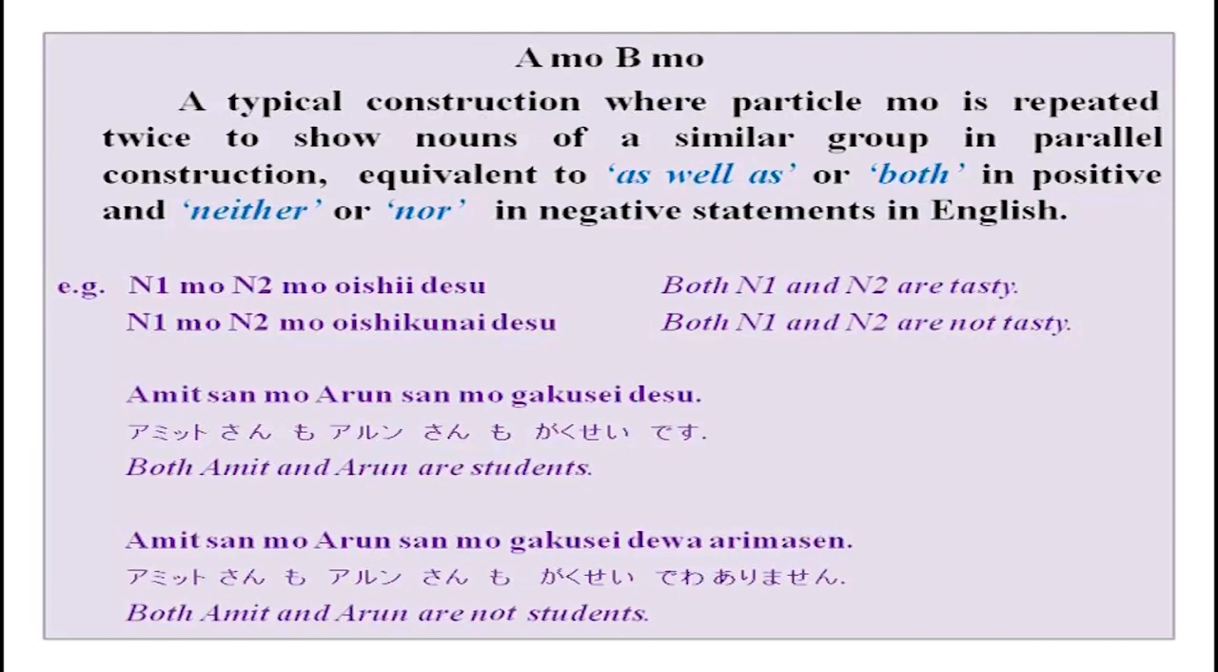You have more examples over here, noun 1 mo, noun 2 mo, oishii desu with adjectives. Noun 1 mo, noun 2 mo, oishiku nai desu, both are not tasty. And in a similar manner, you have it over here also, Amit mo, Arun mo, gakusei desu. Amit mo Arun mo gakusei dewa arimasen. So, it is a nice construction. You can use it in conversation.